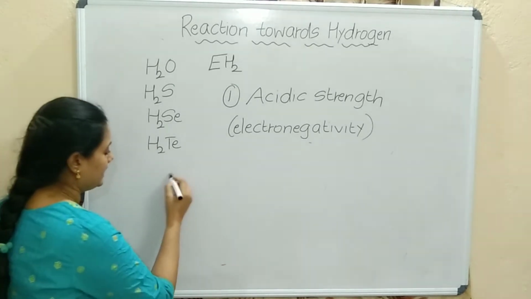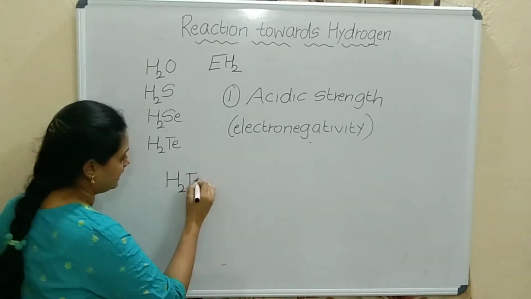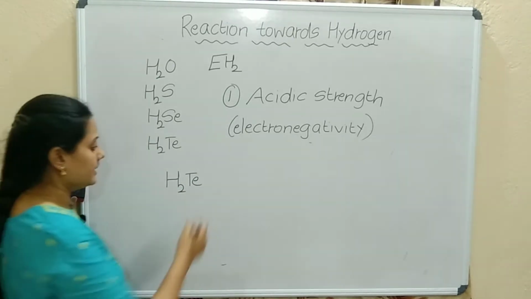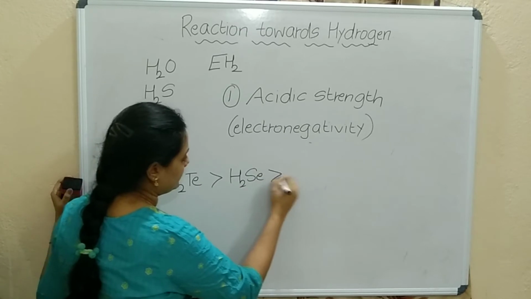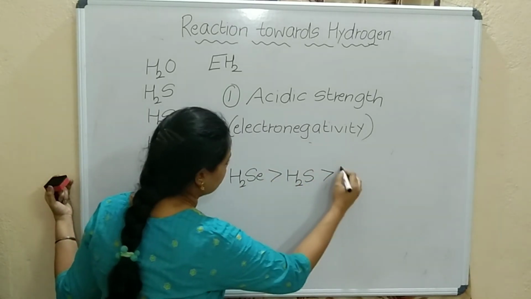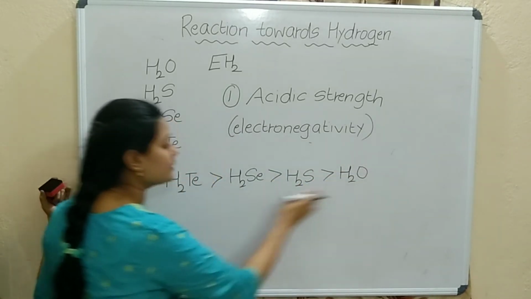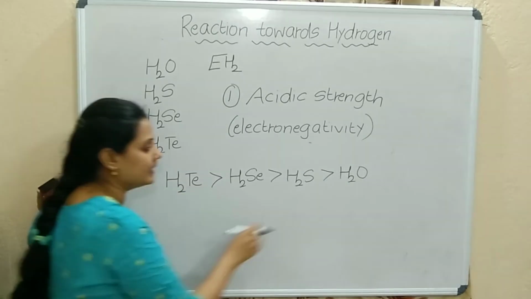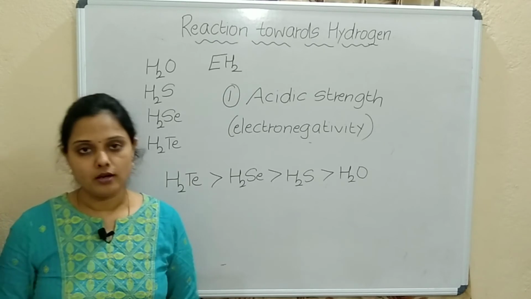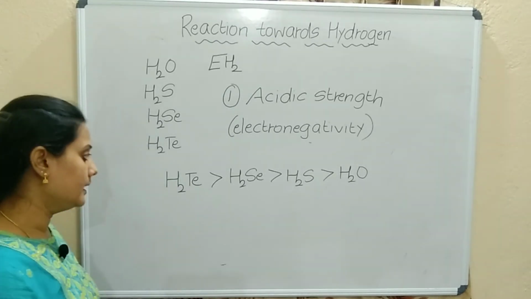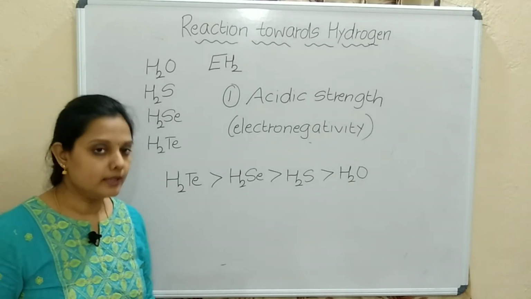So H2Te will have more acidic strength than H2Se, than H2S, than H2O. Correct. In case of the group, when we are talking of the hydrides, water is the weak acid, H2Te is the strong acid. So just make a note of the order here.